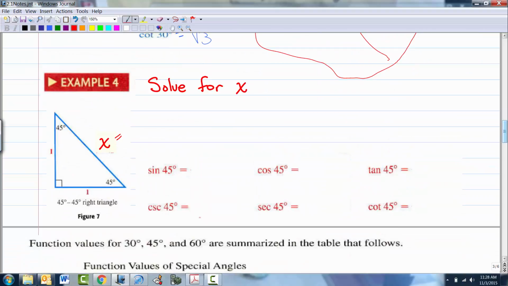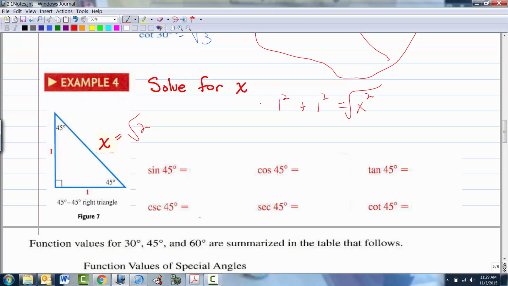All right, and then this one. This is easy. 45, 45, 90 is an isosceles triangle. It doesn't matter what side measure you use. 1's easy. So 1, 1, square root of 2. But why? Because of the Pythagorean theorem.